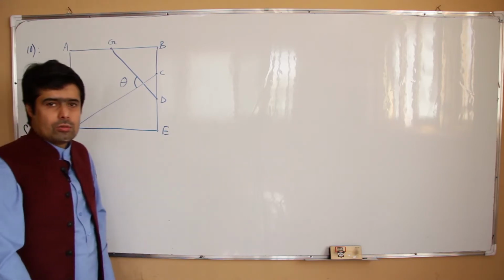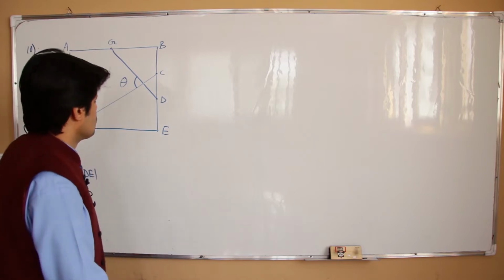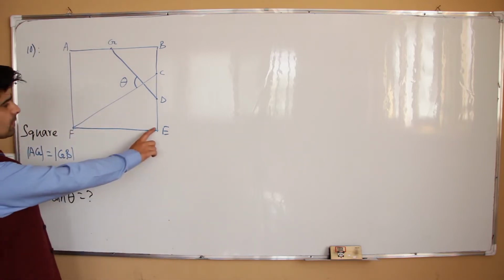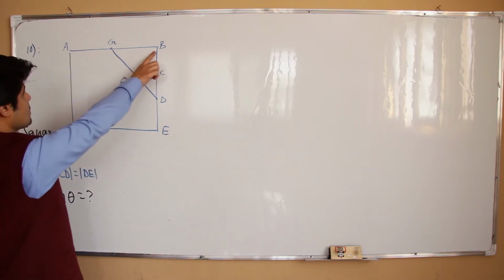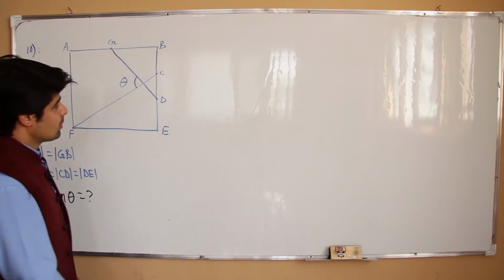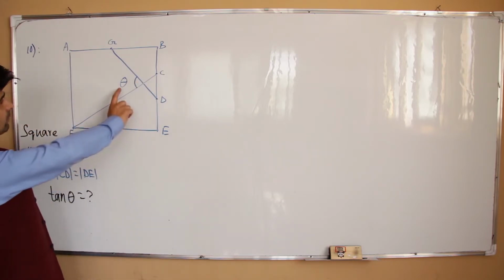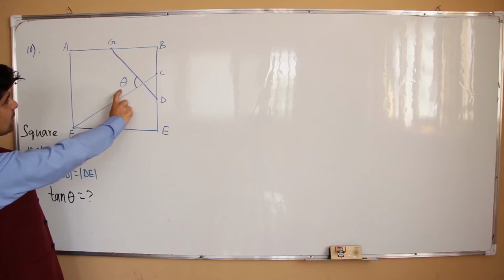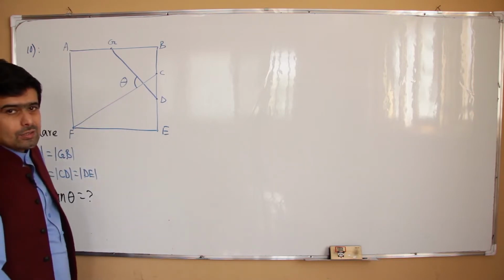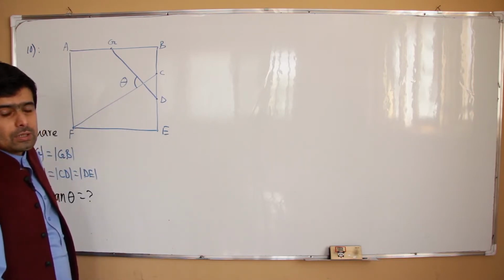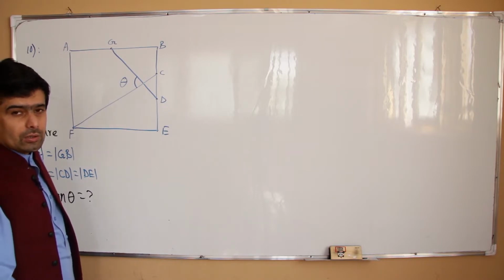By the way, according to this diagram, how can we do it? We know that in a square, this side, this side, this side, and this side are right angles. Am I right or not? Yes. But if you want to define tangent theta, theta should be in a right angle triangle. Else, you cannot. Else, you have to find another way in order to define it.